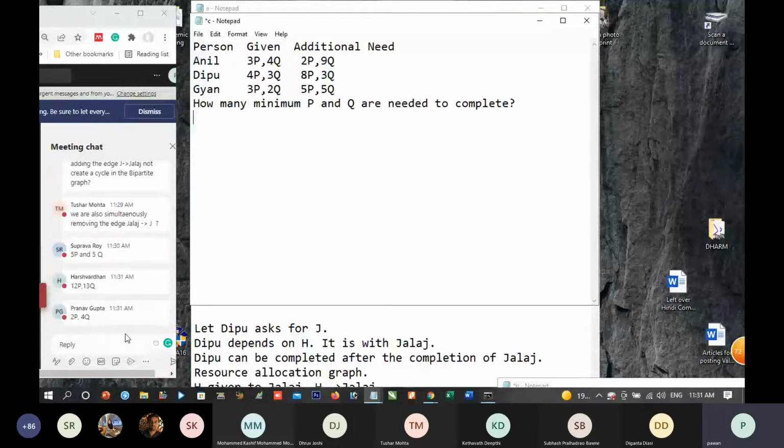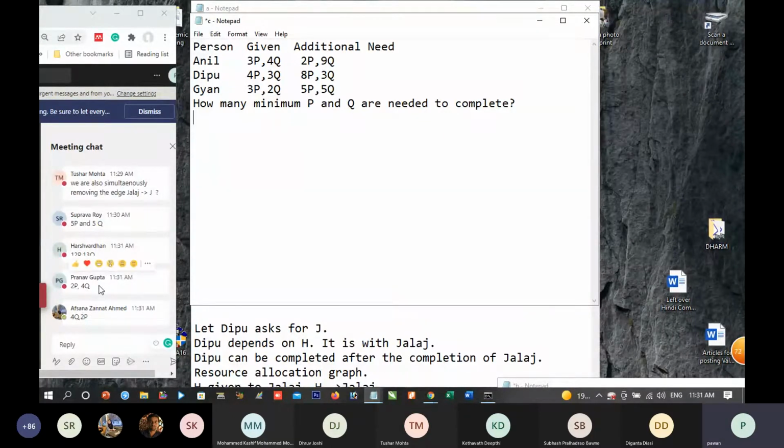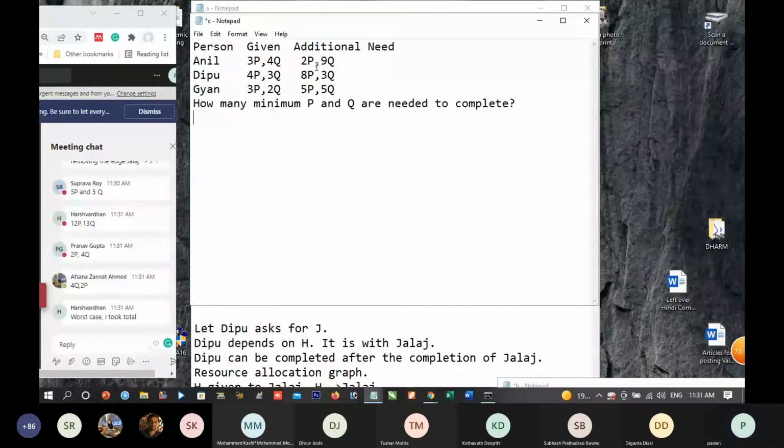Harshvardhan is fully wrong. You have given 12P and 13Q. 8P and 9Q is certainly the upper bound. Nothing more than that can be required. Is it correct? Yes. Pranav is 100% wrong. With 2P and 4Q, we cannot do anything. Jannat is 100% wrong.